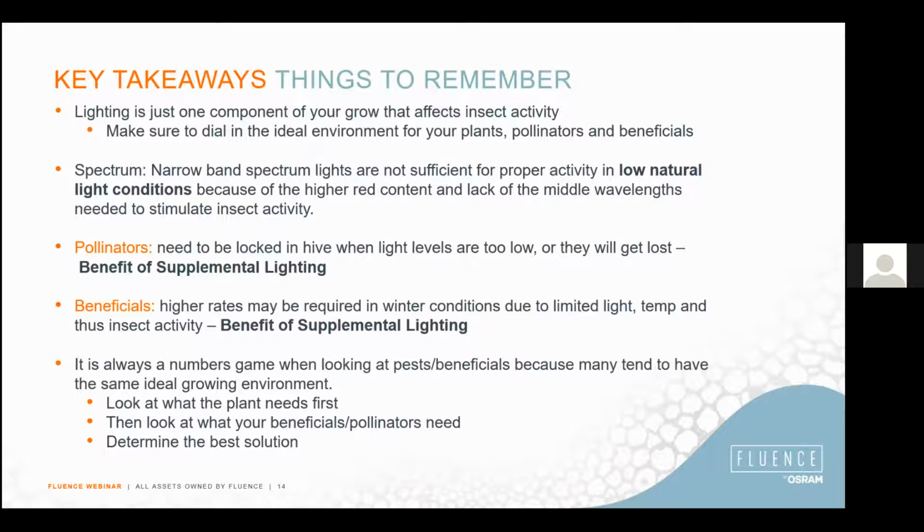And then always good to note, it's always a numbers game when looking at your pests and beneficials, because as I mentioned before, they tend to have the same or very similar ideal growing environment. As growers we always want to look at what the plant needs first, because that's key. Then you want to look at what your beneficials and your pollinators need, and then determine the best solution for your grow. That depends on what kind of crop you're growing, and what the environmentals and lighting needs are for that crop.